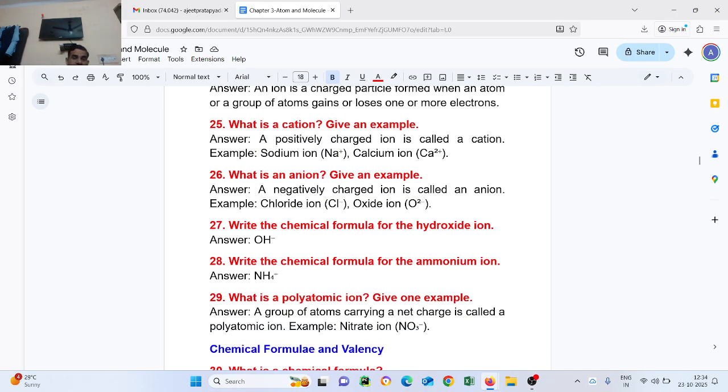Question number 29. What is a polyatomic ion? Give one example. A group of atoms carrying a net charge is called a polyatomic ion. Example: nitrate ion, NO3 minus.